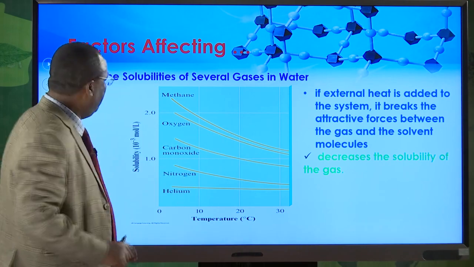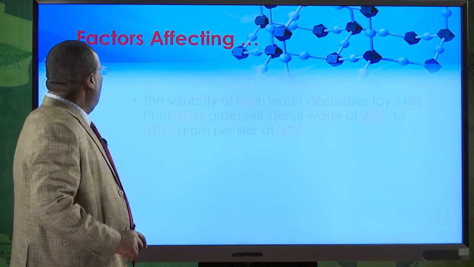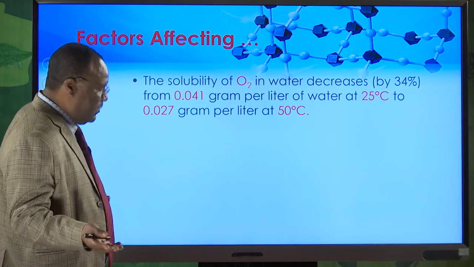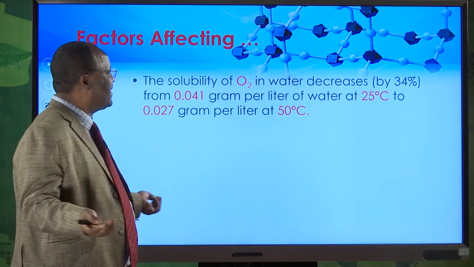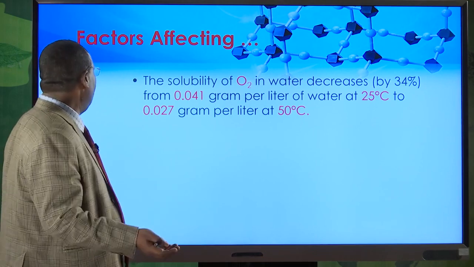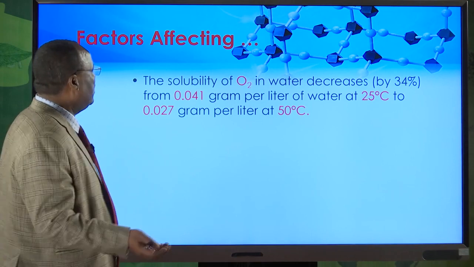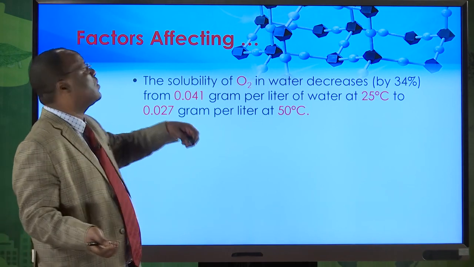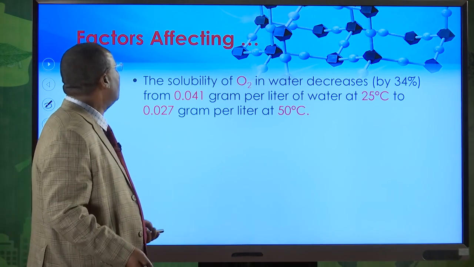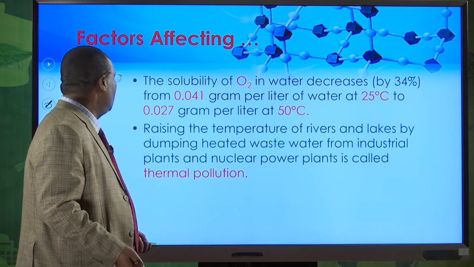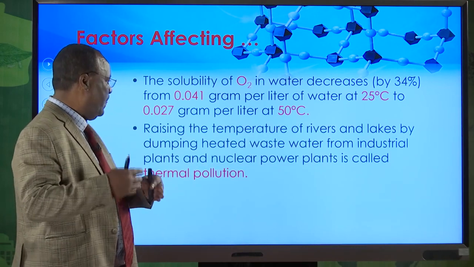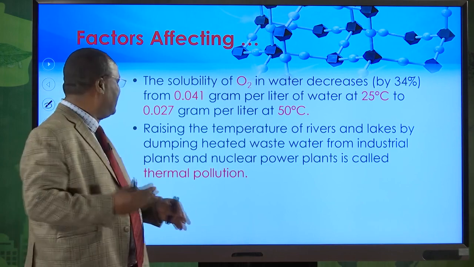Take for example the solubility of oxygen in water. It decreases by 34%, from 0.041 gram per liter of water at 0 degrees to 0.027 gram per liter at 25 degrees Celsius. Think of the rising temperature of rivers and lakes, for example.